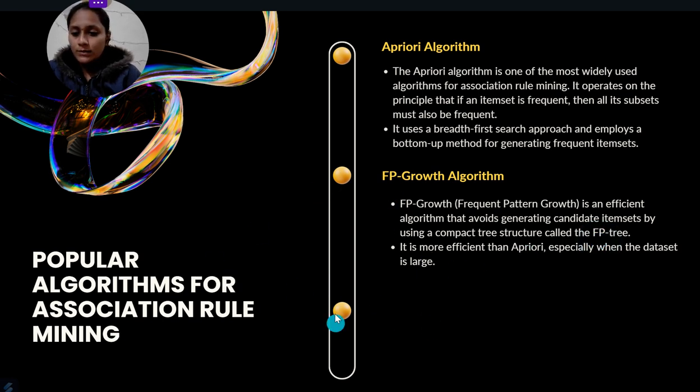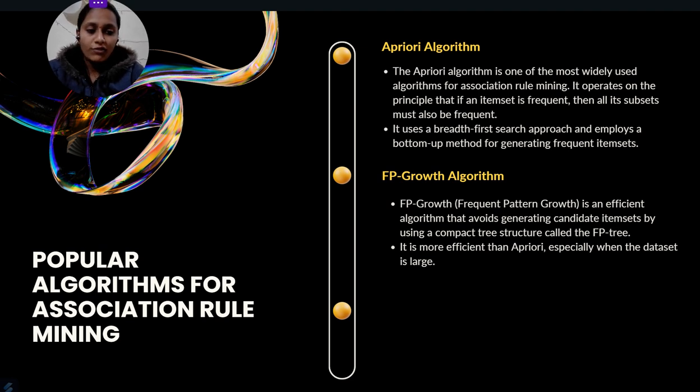Now let's discuss what are popular algorithms for association rule mining. First, the Apriori algorithm is one of the most widely used algorithms for association rule mining. It operates on the principle that if an item set is frequent, then all its subsets must also be frequent. It also uses a breadth first search approach and employs a bottom-up method for generating frequent item sets.